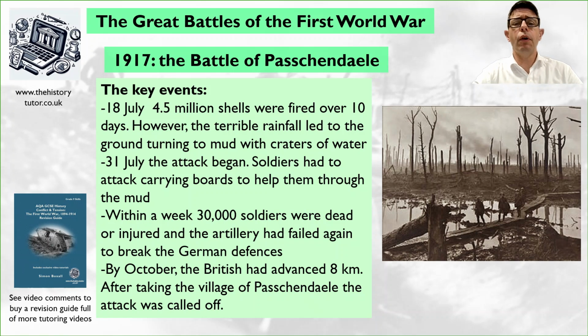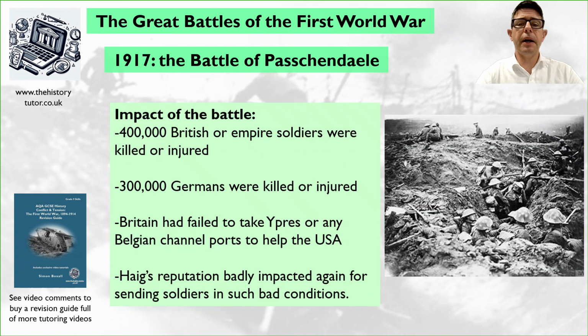So on the 18th of July, 4.5 million shells were fired over 10 days. However, the terrible rainfall led to the ground turning to mud with craters of water instead of destroyed enemy infrastructure and barbed wire. The 31st of July, the attack began. Soldiers had to attack carrying boards to help them go over the mud and the deep craters. Within a week, though, 30,000 soldiers were dead or injured, and the artillery had failed again to break the German defences. By October, the British had gained 8 kilometres, and after taking the village of Passchendaele, the attack was called off.